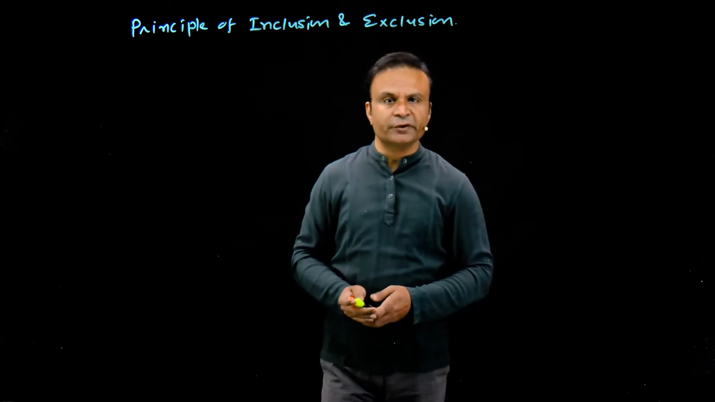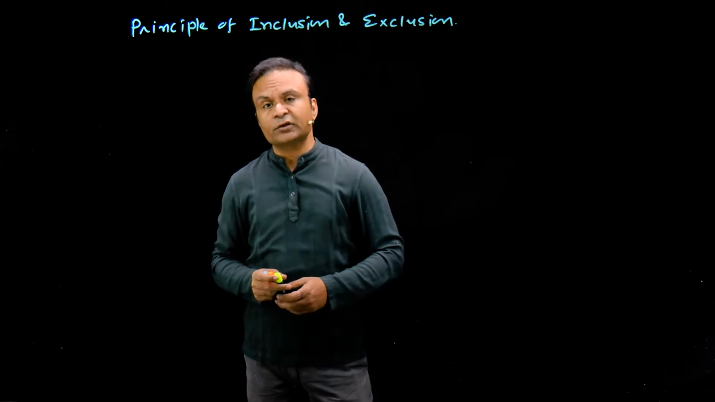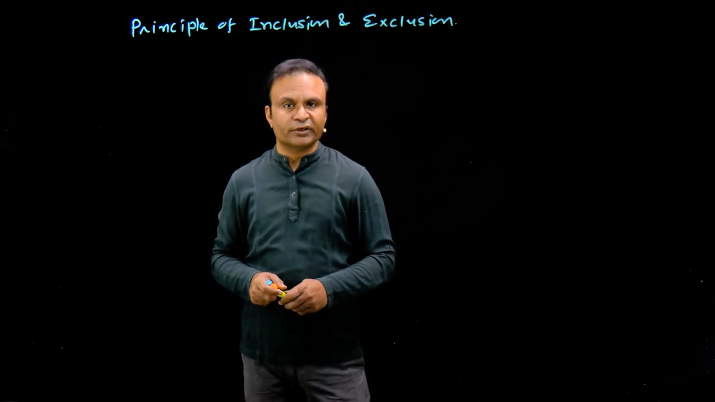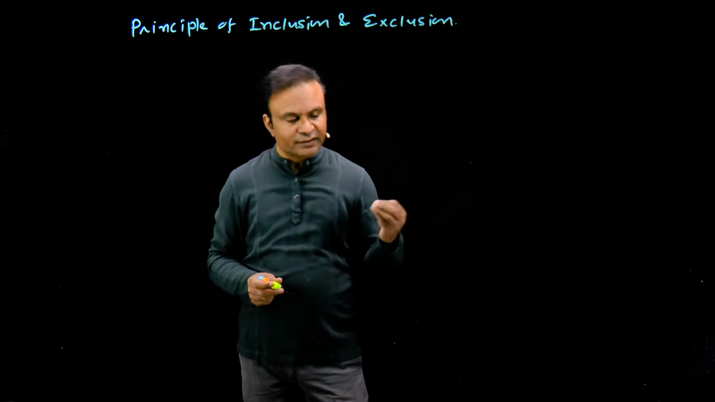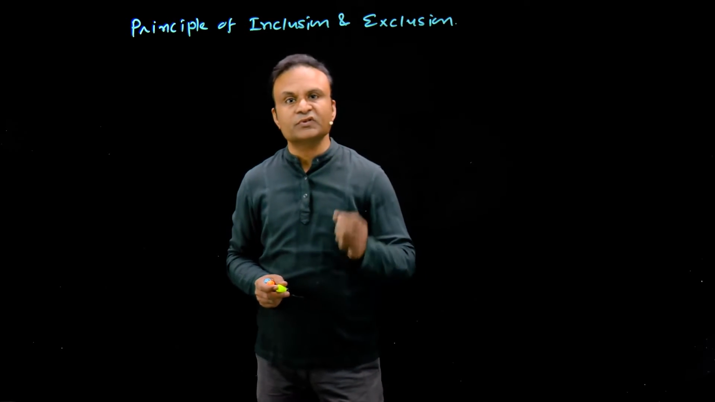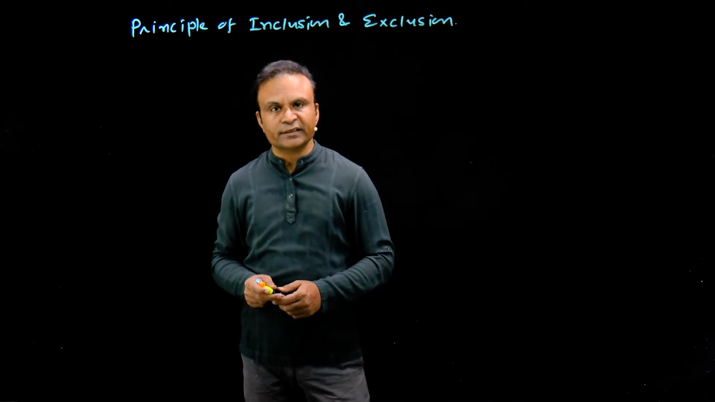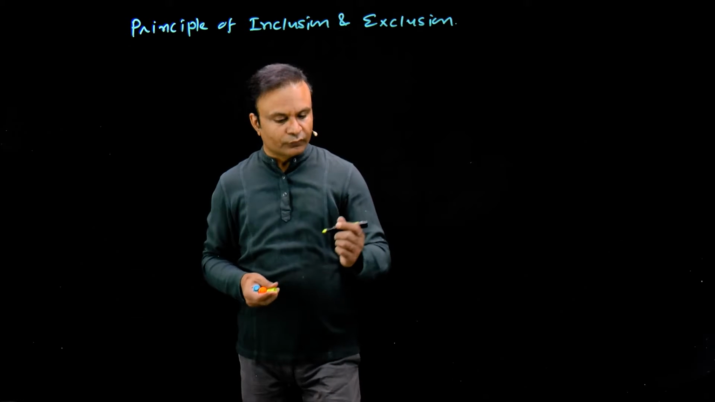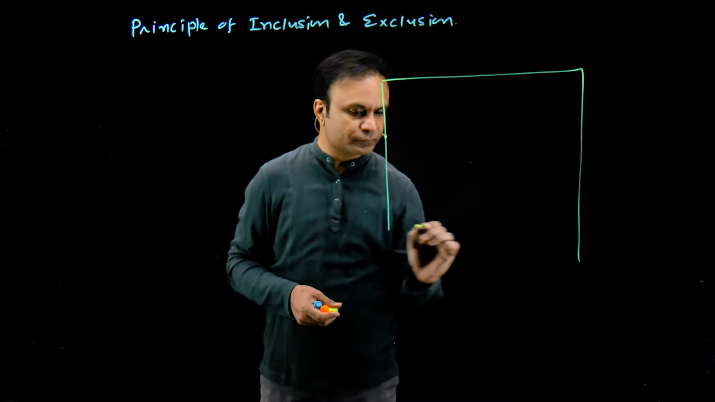Hello students, in this video we will study the elementary principle of inclusion and exclusion in permutation combination. What is this principle? In fact, this principle starts from set theory itself. Set theory में हमने कुछ formulas किए थे, वो समझते हैं. For that, let me draw first a Venn diagram for some sets.